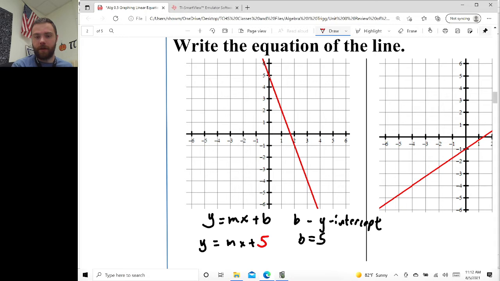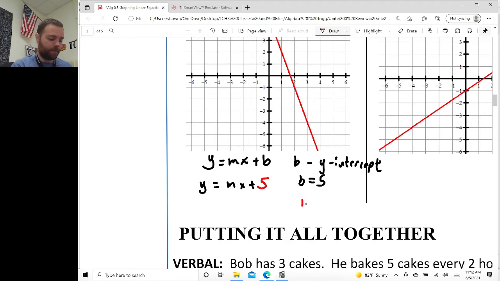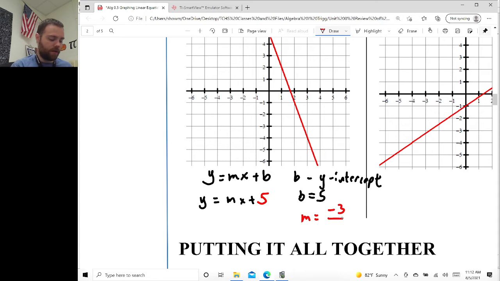Okay? So I went down 1, 2, 3, and right 1. So I'm looking for that next grid, right? The next part of the line that's on the grid is right here. So I went down 1, 2, 3, and right 1. So that means m is equal to negative 3, right? We went down, and right 1.